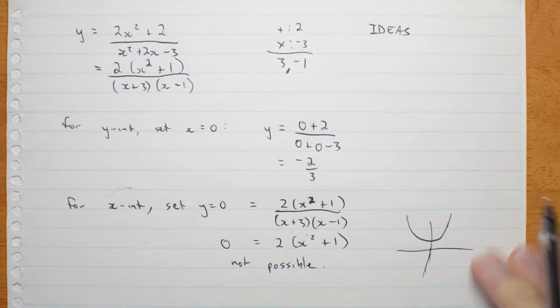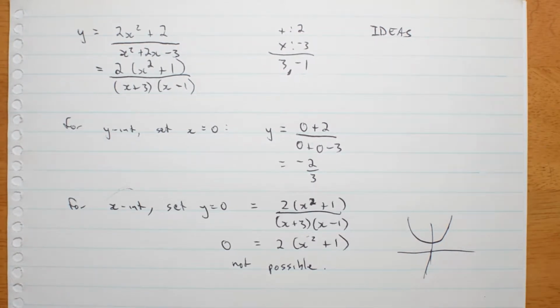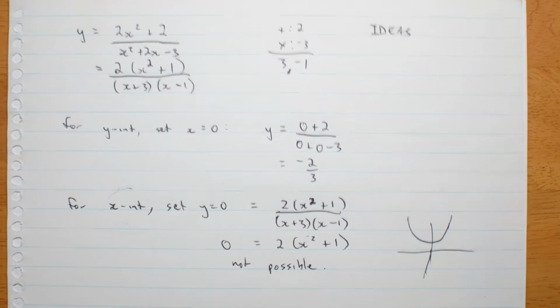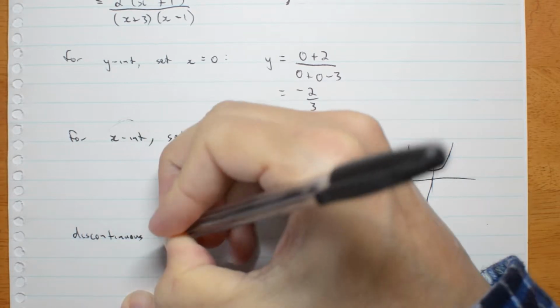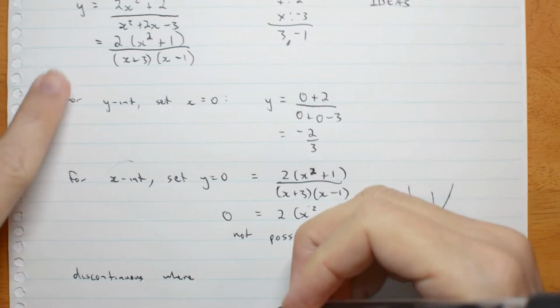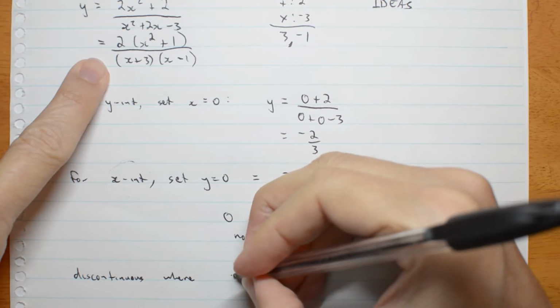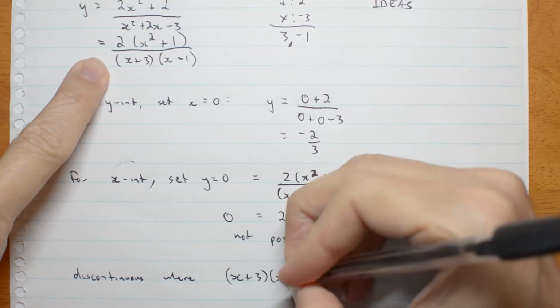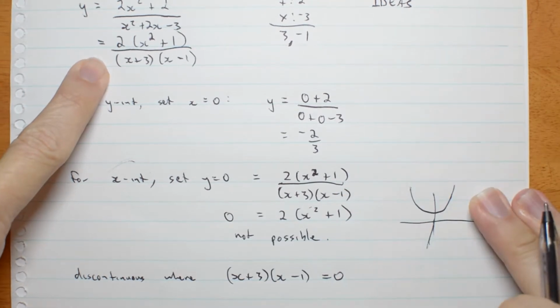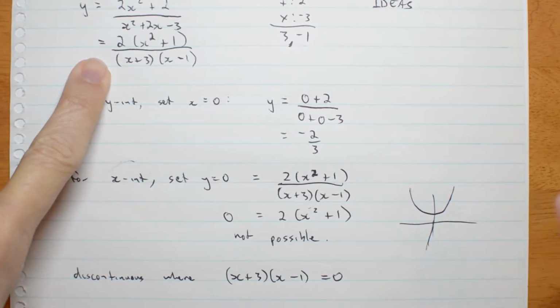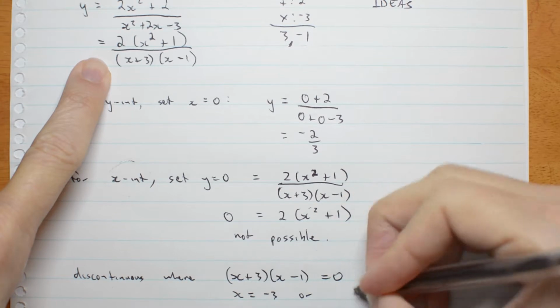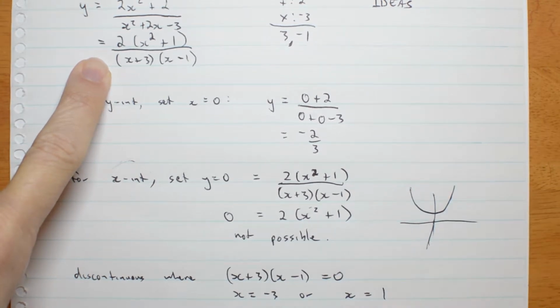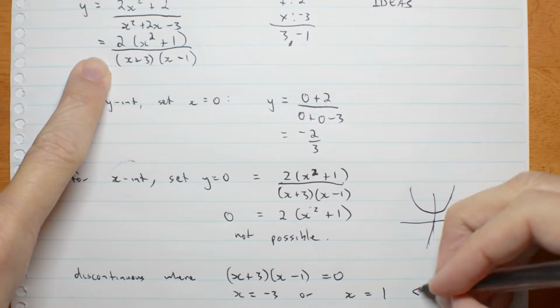Okay. Intercepts. Discontinuities. Where is this graph discontinuous? Well, it's discontinuous anywhere the bottom is 0. Discontinuous where, I'm going to use the simplified one because it's going to be easier, x plus 3, x minus 1 equals 0. Now you see why we spent so long in year 10 factorising quadratics. That's equal to 0 when x is negative 3 or when x is 1. So there are two vertical asymptotes.